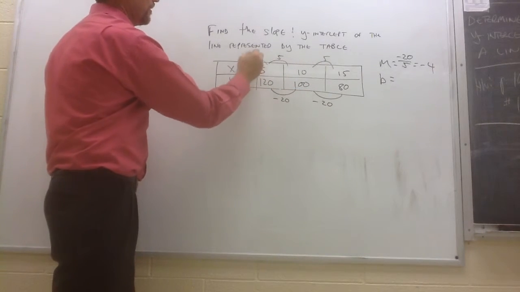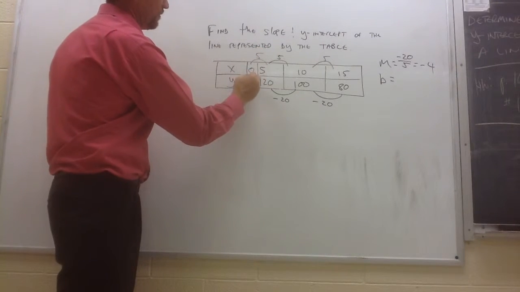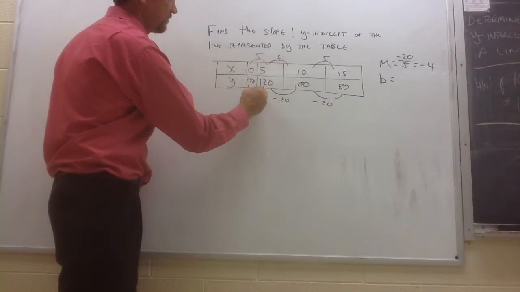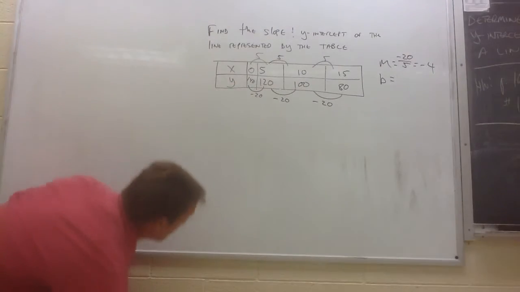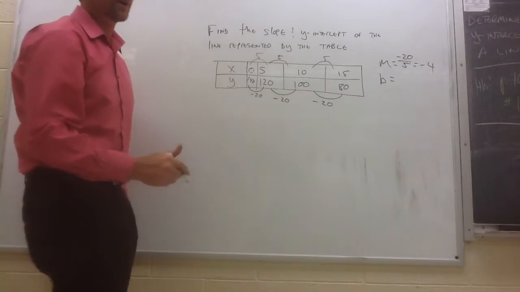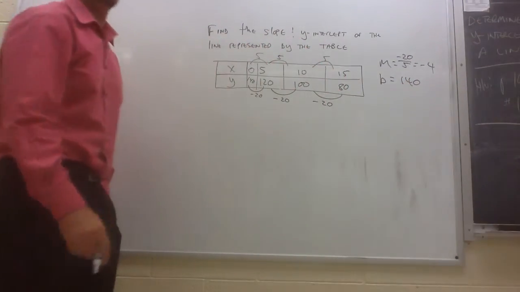So if I were to call this an increase of 5, we would have to put 140 in here, because that would then decrease by 20, and we would keep our pattern going. So our y-intercept, when x is 0, y is 140. In this equation, our y-intercept would be 140.